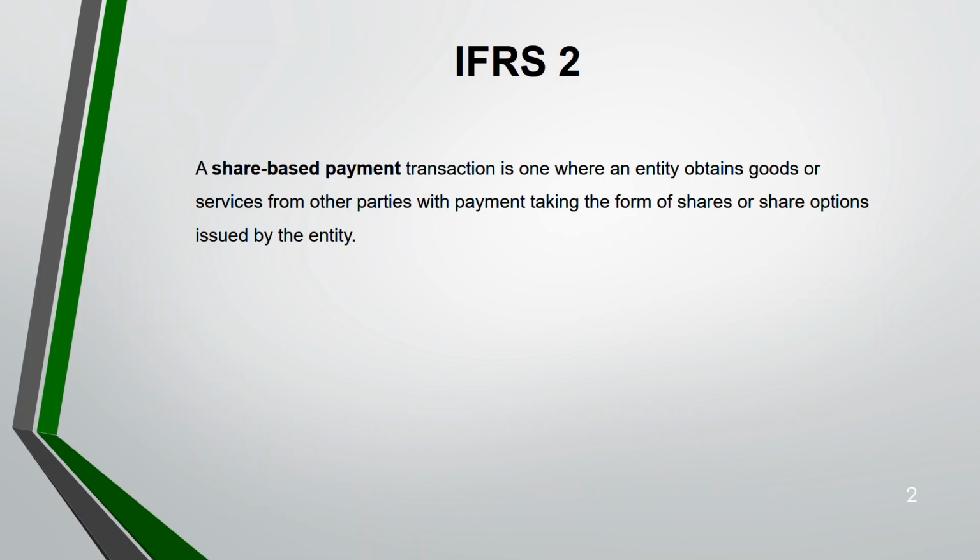So, a share-based payment is a transaction where an entity obtains goods and services from other parties with payment taking the form of shares or share options. That means rather than paying in cash for buying goods and services, you are paying them in shares or share options. There are two types of share-based payment.